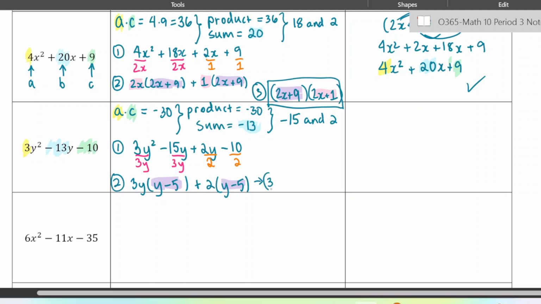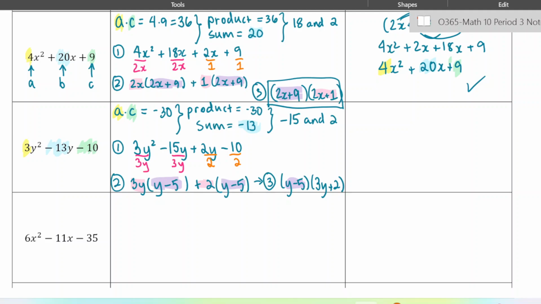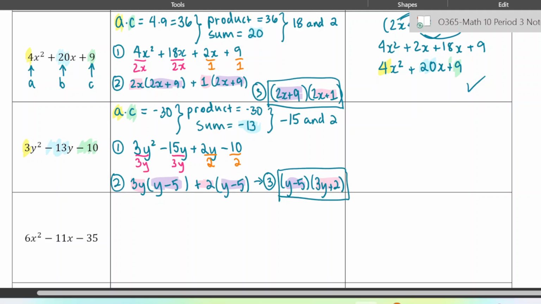Okay. Last step is we just write our final answer. So y minus 5, those purple numbers in the brackets, and then 3y plus 2 from those. There we go. There's our final answer, and we have it written in factored form.